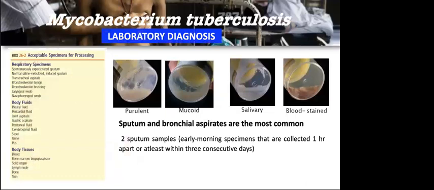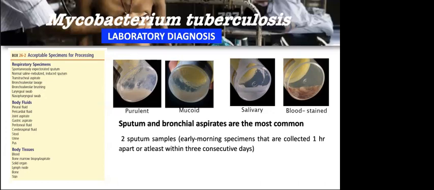So laboratory diagnosis, what are we supposed to do when we are able to collect samples from the patients? Okay. So we have to make sure that the sample is correct. The best sample would be purulent or mucoidal. Sometimes the samples may be blood stained, but again, it has to be purulent or mucoidal. If the sample is more on saliva, you'll have to ask the patient to resubmit samples.